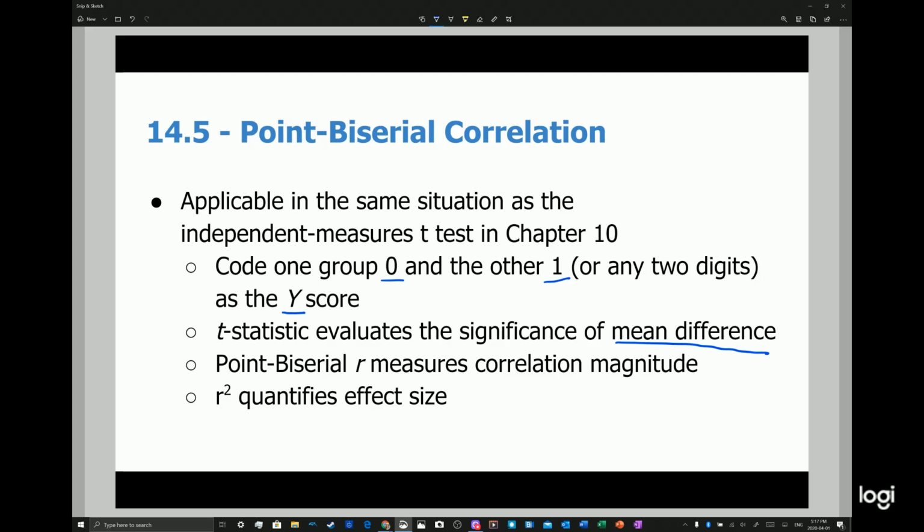But we use it when we want to measure the correlation instead of the differences. Again, we still use R squared for effect size. Again, we use these the same way as we would do an independent samples t-test. But instead of trying to look for the difference, we're trying to see if there's a correlation between two variables when we only measured with one scale. But we code the variables as 0 and 1 in the Y scores.